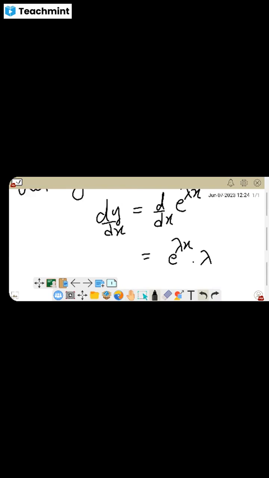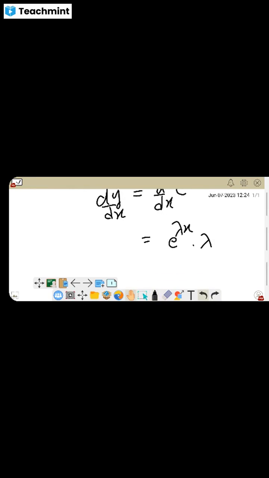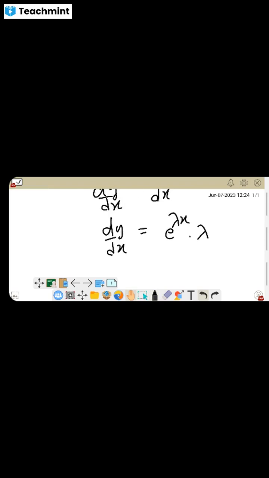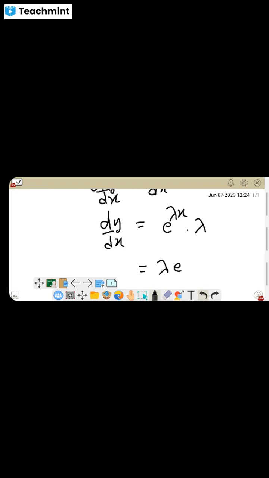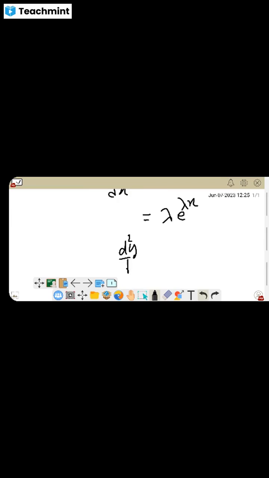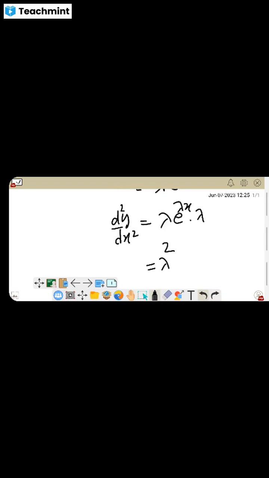Are you getting this point? Yes, ma'am. So we have lambda, because the differentiation of x is 1. So the first order derivative is lambda into e to the power lambda x. Then the second order, d square y over dx square: again we'll get the same, because lambda is a constant value, so we have lambda square e to the power lambda x.